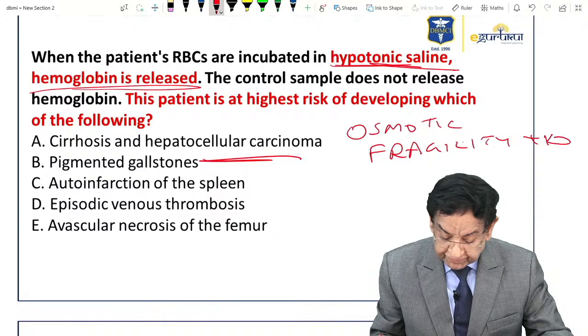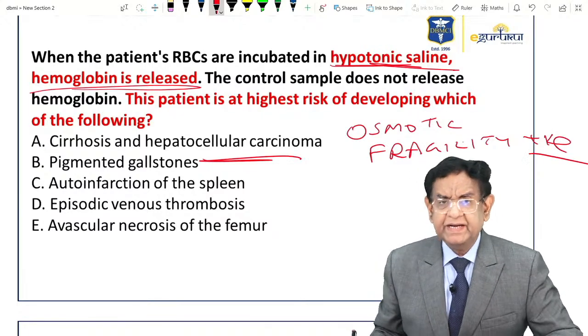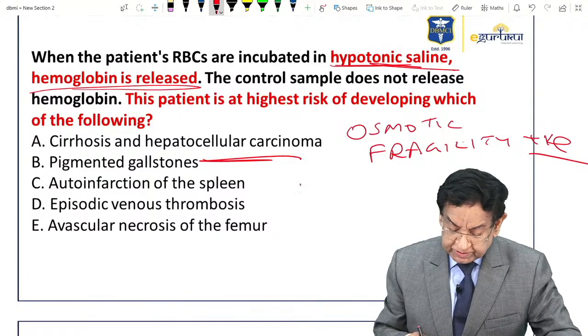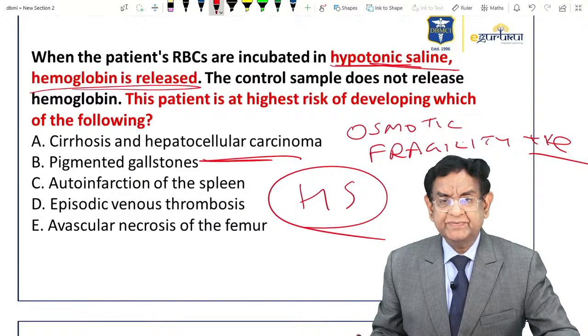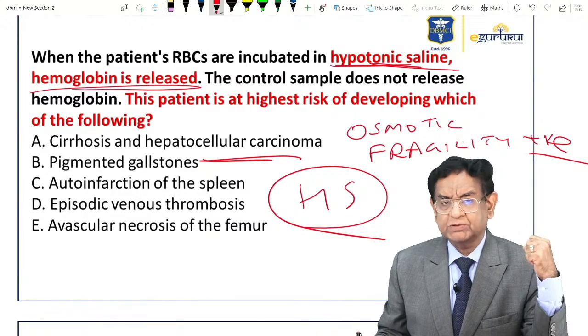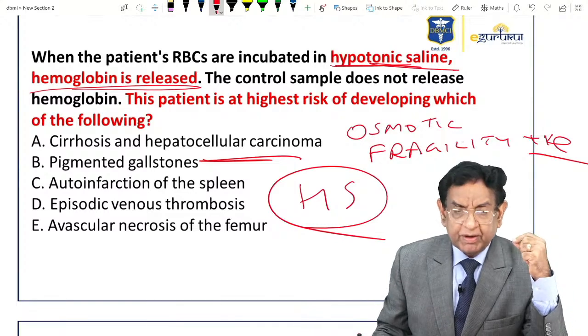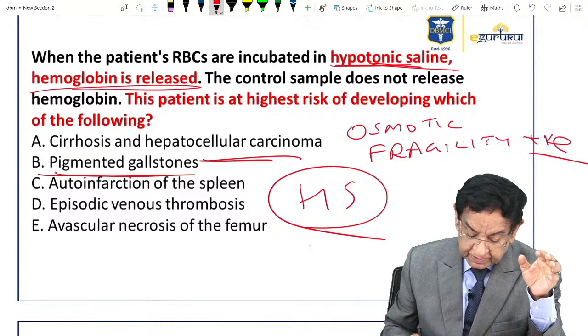It's positive. That means he has given an indirect clue that this is seen in hereditary spherocytosis. The examiner is very clever. He just gave you a clue that we are getting increased osmotic fragility. What problem can occur in this pigment gallstone?